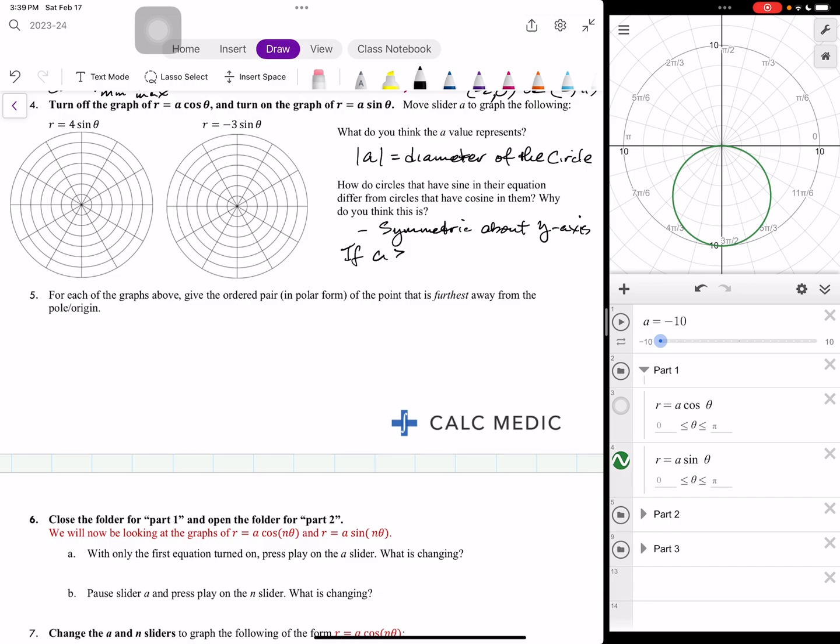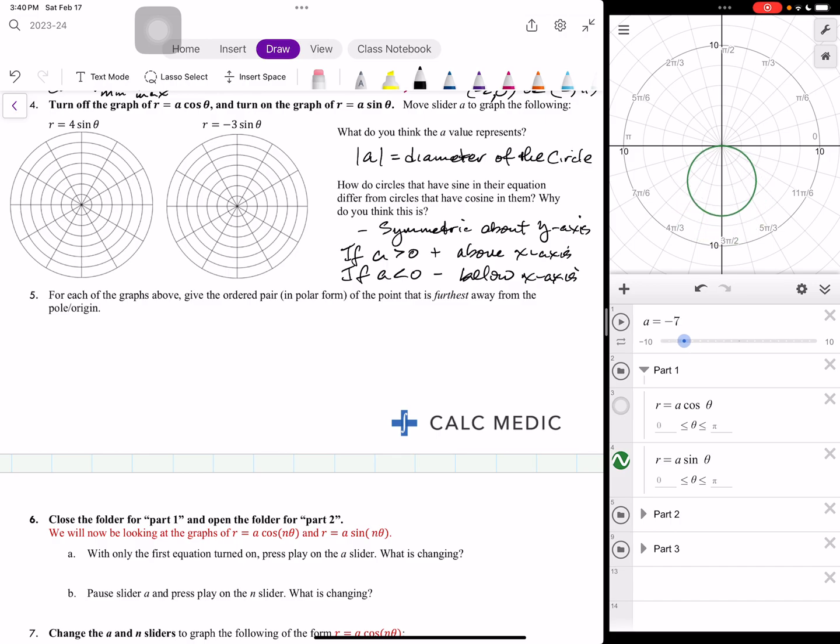So if A is positive, greater than 0, that's what that means. Okay, it's above the x-axis. If A is negative, less than 0, it's below the x-axis, as just stated. So take a look at the Desmos right here. When A is positive, notice the circle's above the x-axis. When A is negative, there we go, it's below the x-axis. But in either case, it's symmetric about the y-axis.